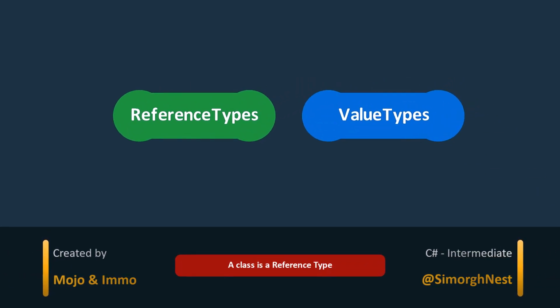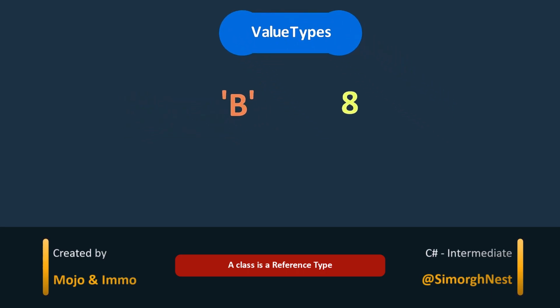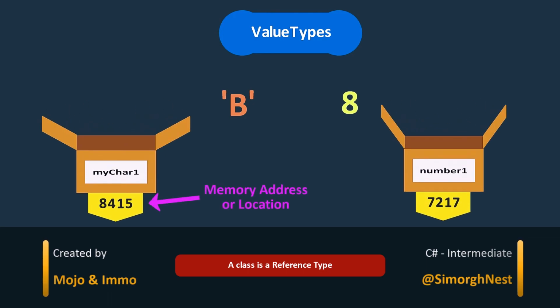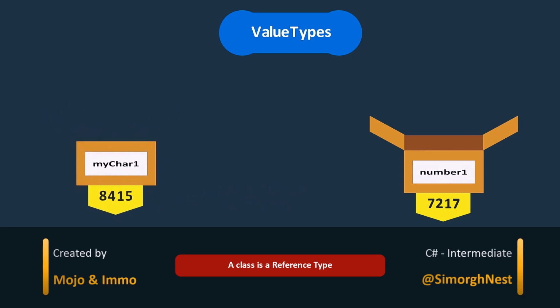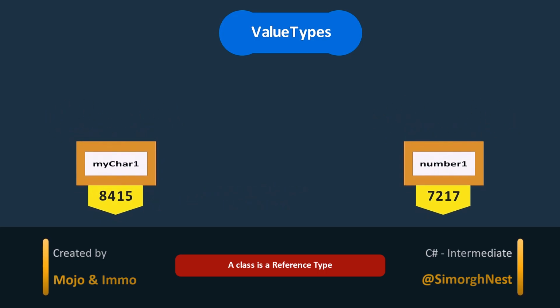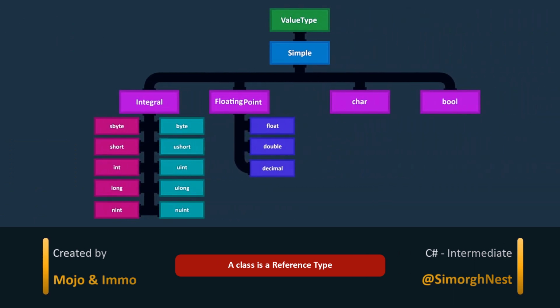In C#, variables, based on how they are stored in memory, are categorized into two types: reference types and value types. A value type is a data type that directly holds a value within its own memory. This means that the variable itself contains the actual value. All simple types, such as integral numbers, decimals, characters, and booleans, are value types.